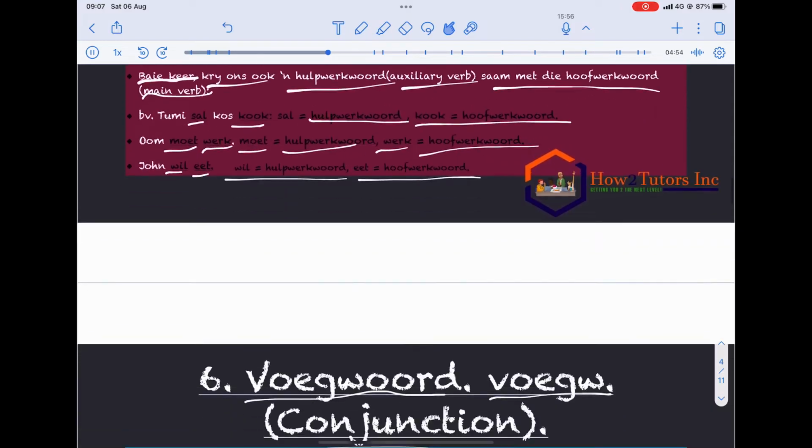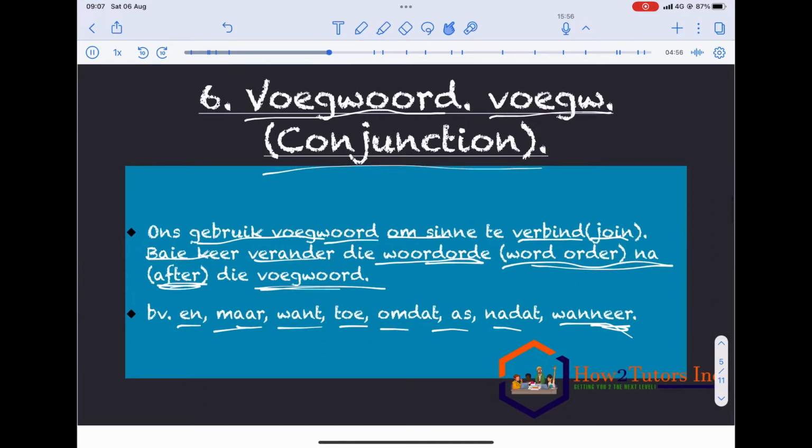Die volgende woordsoort, our next part of speech, is ons voegwoord, our conjunction, right? So the abbreviation is voeg and a W, and then a full stop. The full stop basically shows us that the word is incomplete and thus it is an abbreviation. Dis 'n afkorting. Afkorting means abbreviation. Reg, kom ons gaan aan. Let's go on. Ons gebruik voegwoord om sinne te verbind. We use conjunctions to join sentences.